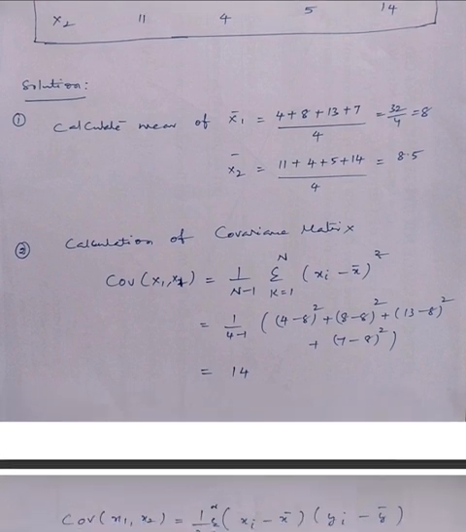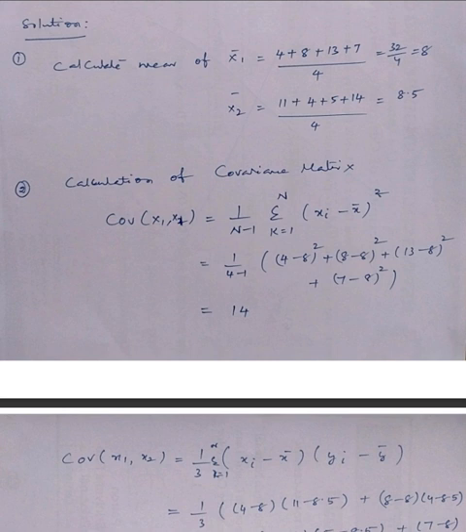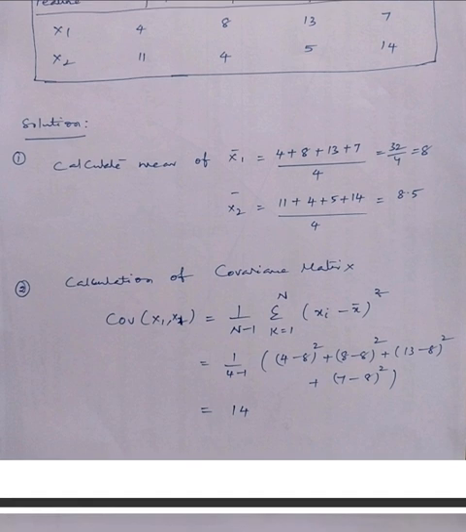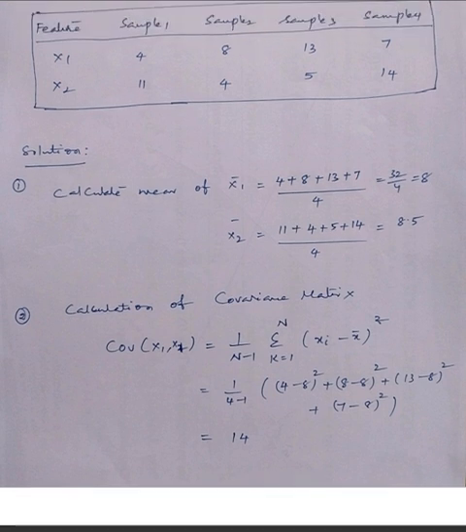So first of all, the steps are written as per the PCA algorithm. First, we need to calculate the mean of the given data. x1 has 4 samples: 4, 8, 13, 7, and x2: 11, 4, 5, 14. The x1 mean is (4 plus 8 plus 13 plus 7) by 4, which is 8, and the x2 mean is 8.5.